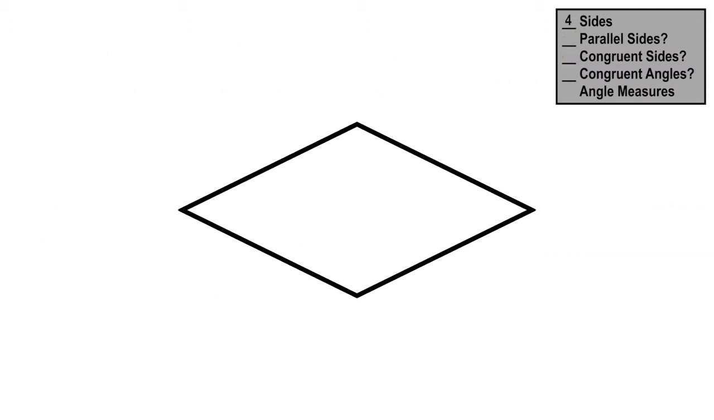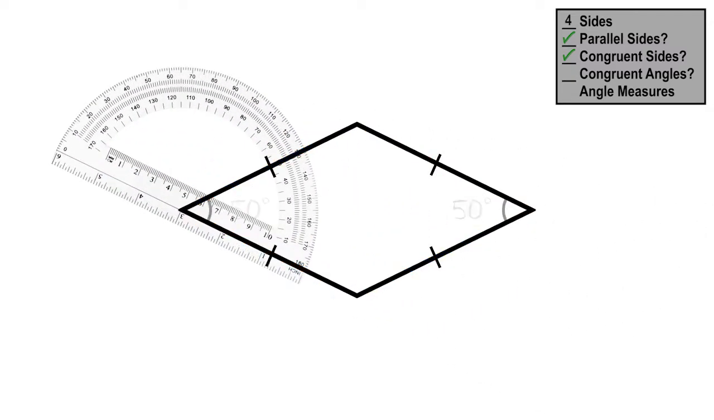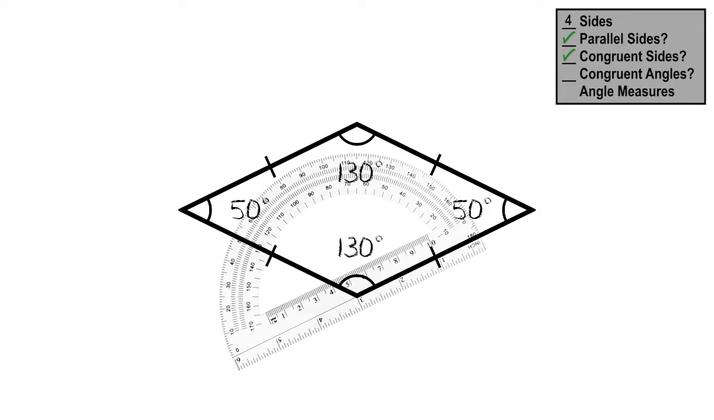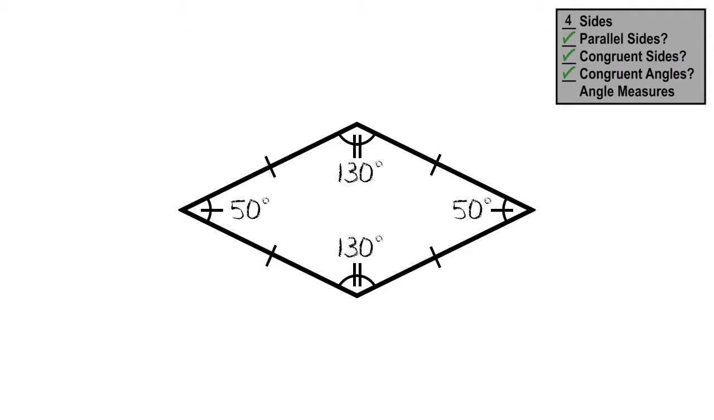This next shape has 4 sides with opposite sides parallel. All 4 sides on this shape are congruent. Using a protractor, we measure the angles to be 50 degrees for the acute angles and 130 degrees for the obtuse angles. Here, opposite angles are again congruent to each other. The most specific name for this shape is a rhombus.